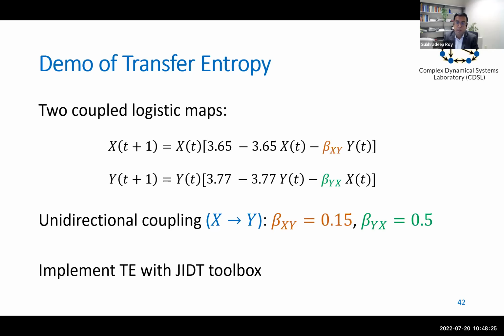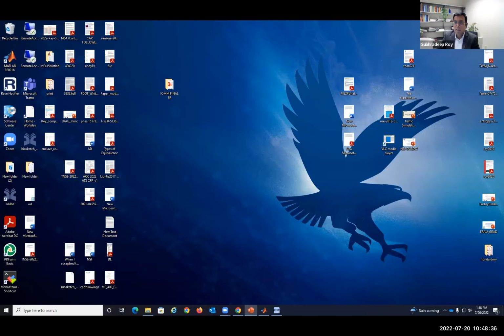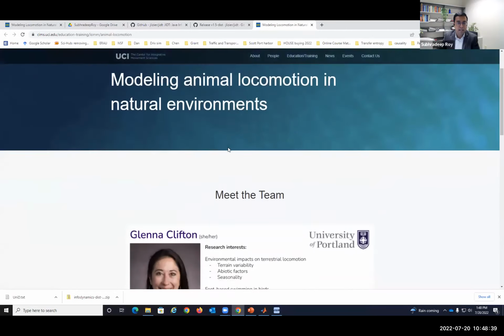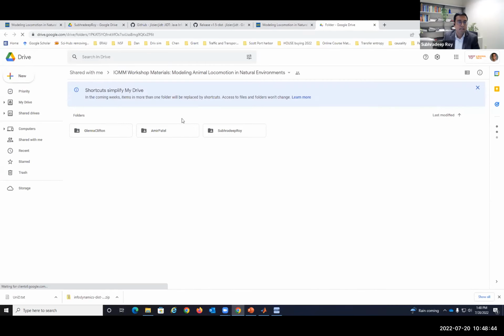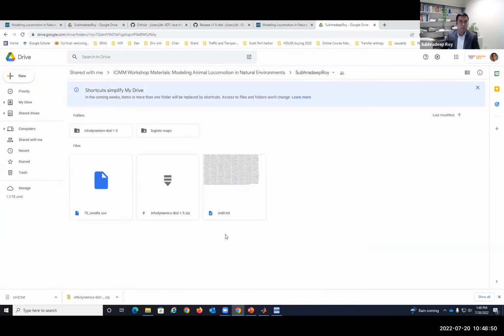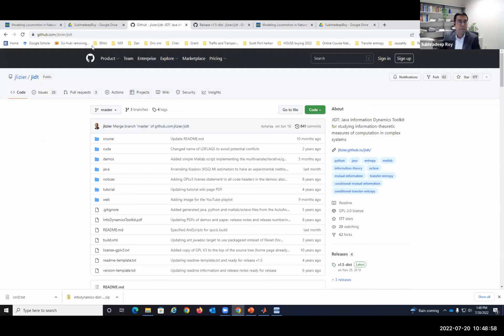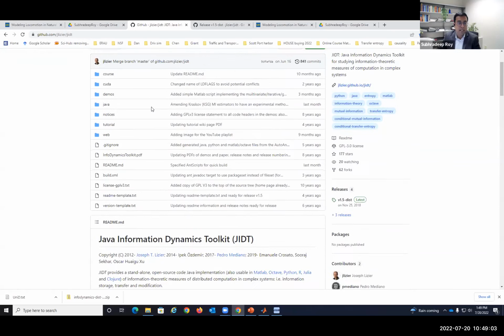At least it should be able to point out that there is a stronger coupling from x to y compared to the other direction. To do that, what you have to do is, thanks, Brooke, for sharing the link, go to this link over here and click on the Google Drive folder. If you click on my name, it has the resources that you can download. So this is the Infodynamics toolkit. Before I show you how to download, let me also show you the GitHub link that I shared in my presentation. This is where you can find the JIDT toolkit.